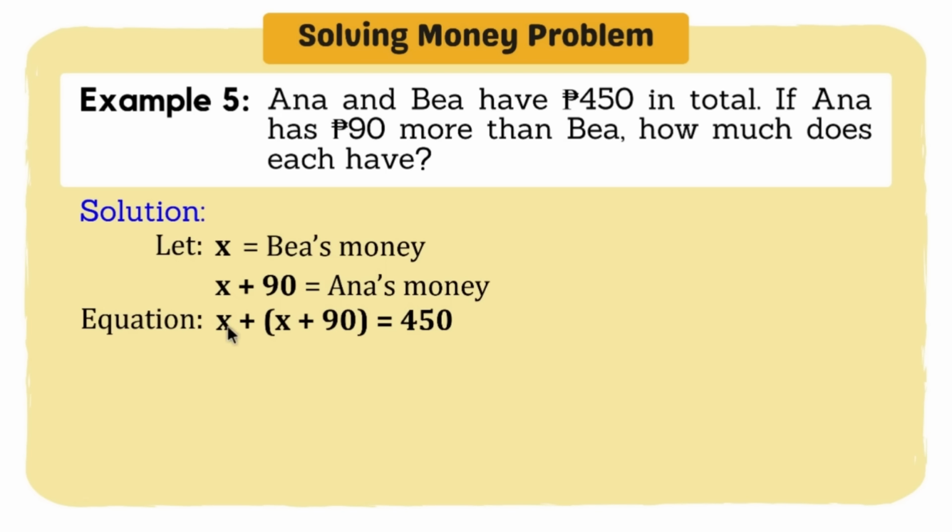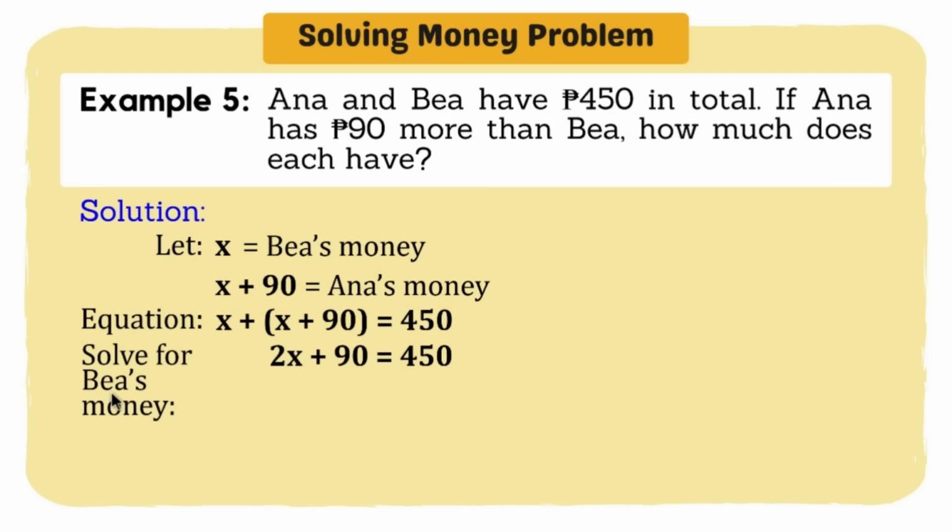Pag pinag-add natin yung pera nilang dalawa, it will be 450. So Bea's money is x, Anna's money is x plus 90. We can now remove the parentheses here. Pwedeng maging 2x plus 90. Okay, pag tinanggal natin yung parentheses dyan and then we add x plus x, it will be 2x. Okay, plus 90 is equal to 450.